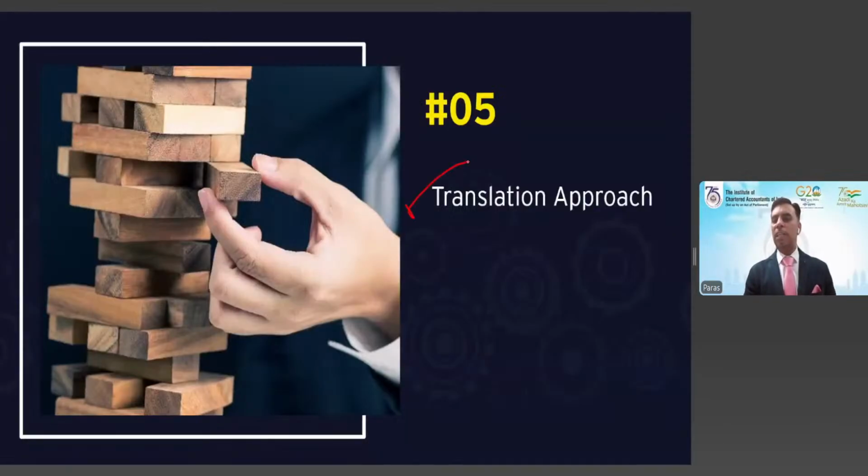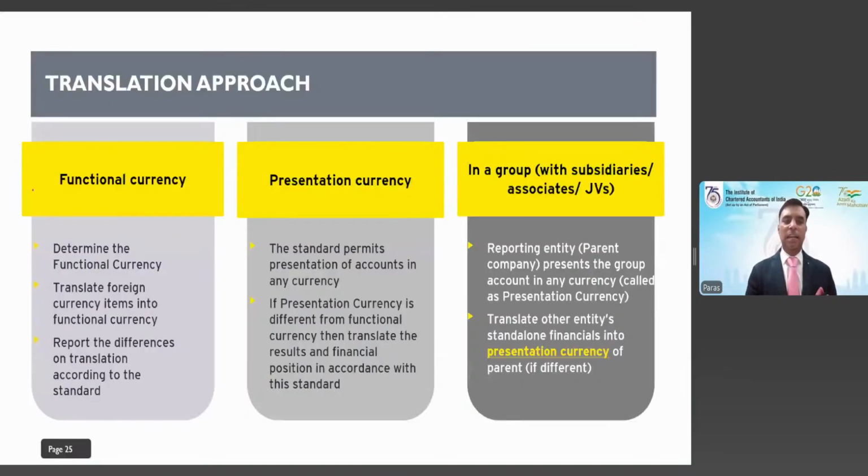Okay. Next, we are going to discuss the translation approach, right? We have already covered the translation of foreign currency to functional currency, how to account for initially and subsequently any foreign currency transaction. Now what we are going to discuss is the change from functional currency to presentation currency, or how to translate the financial statements of a foreign operation into the presentation currency of the reporting entity. And let me clarify, these procedures are the same in case of presentation currency and foreign operation. Means whether you want to change your functional currency to presentation currency, or you want to change the financial statements of your foreign operation from its own functional currency to the presentation currency of the reporting entity, the translation procedures are the same.